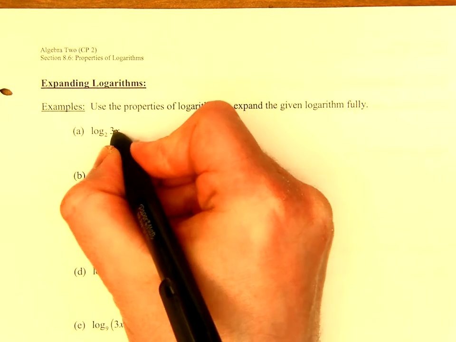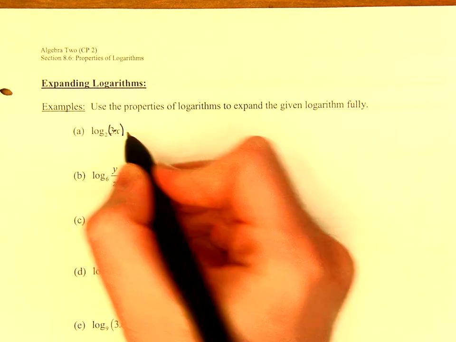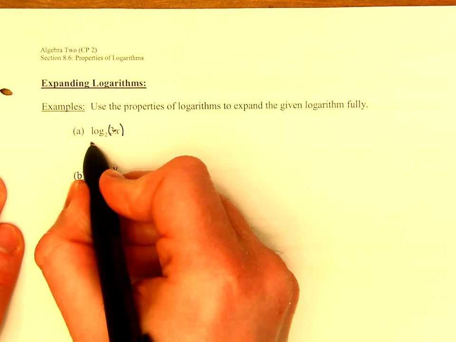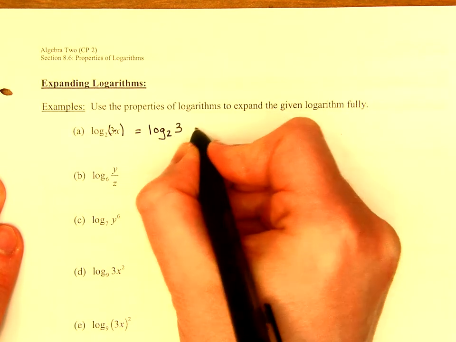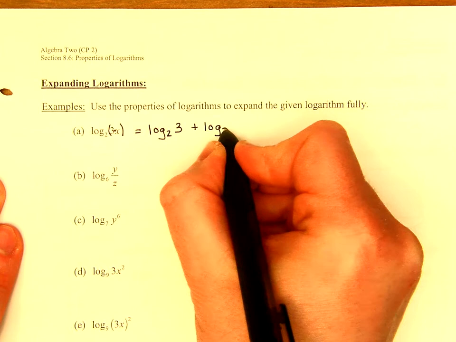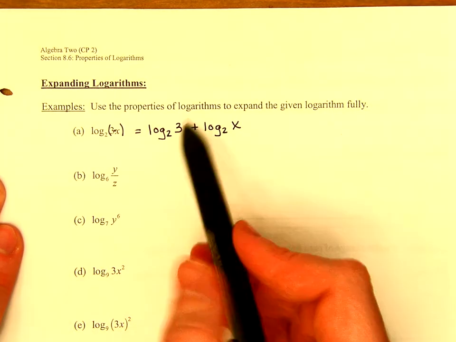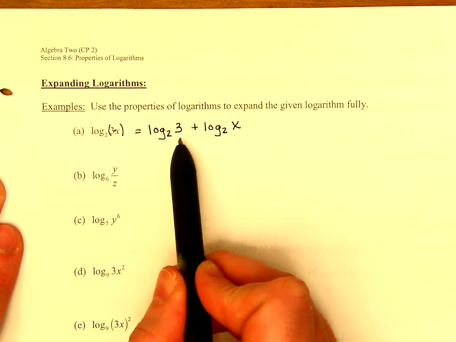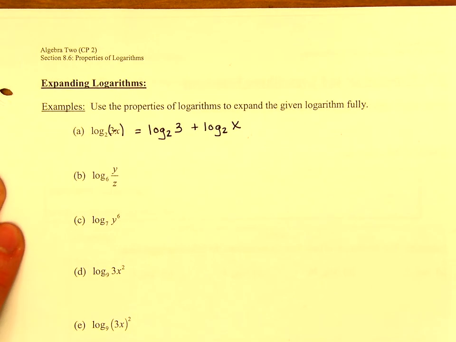I see a multiplication problem inside that logarithm. Well, a multiplication problem inside of a logarithm comes from adding 2 logarithms together. I can expand this logarithm into log base 2 of 3 plus log base 2 of x. Take a look at this going in reverse and see if you can rationalize that. If you add these 2 logarithms together, you're going to multiply the stuff inside. 3 times x is 3x. Yep, log base 2 of 3x. That's what I started with over there. See if you can deal with letter B and letter C.